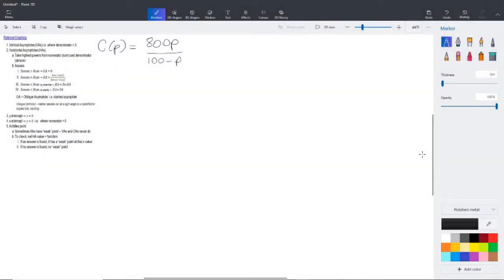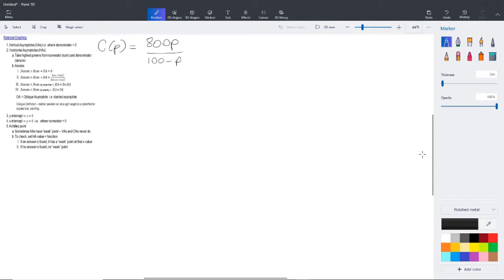Example 2 on page 479. I don't really care so much for the story that this is about. What I care about is graphing it. We need to have more experience graphing, and that's what this is going to be about. All right, so let's go ahead and graph this one. C of P is equal to 800P divided by 100 minus P. Very good example to start with here.